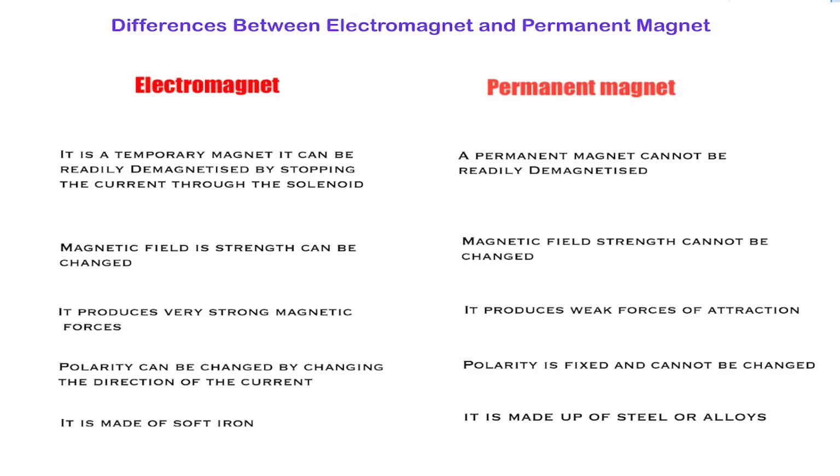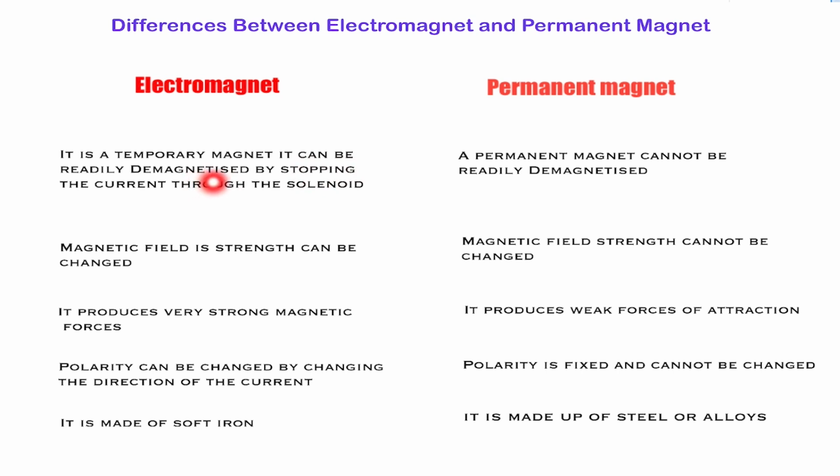Now let us discuss the differences between an electromagnet and a permanent magnet. As the name tells, a permanent magnet cannot be readily demagnetized. What do you mean by demagnetized? Its magnetic properties cannot be removed or nullified. But whereas an electromagnet is a temporary magnet. That is nothing but, in the case of the solenoid we have discussed, it is a temporary magnet.